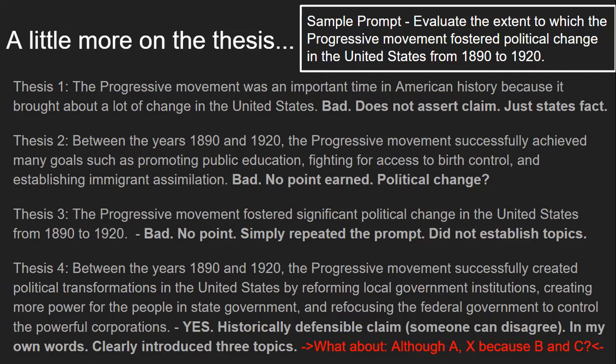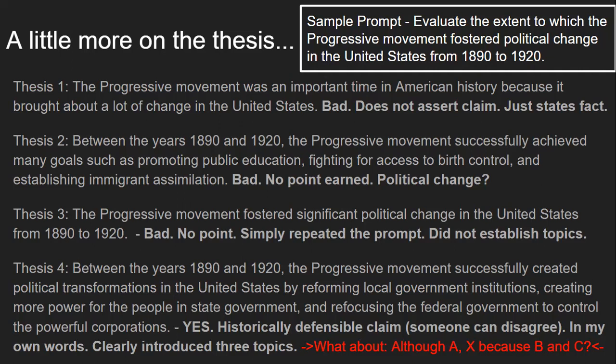I will tell you again, the reason I said reforming local government institutions is because there's a couple documents on that. Now, I don't have the documents anywhere in here, but you just have to believe me that there are documents there. There are a couple documents that focus on reforming local government institutions. There are also a couple documents that focused on creating more power for the people in state government. There were also a couple documents that focused on refocusing the federal government to control powerful corporations. So I've set up my 3 supporting paragraphs. I have document evidence that I'll be able to actually support each of those claims in my supporting paragraphs. This is a good thesis.